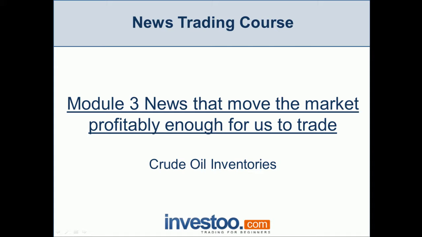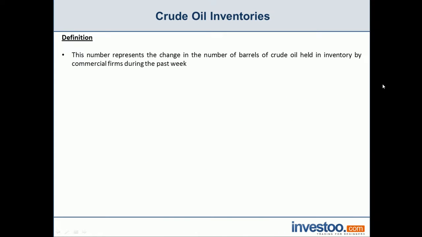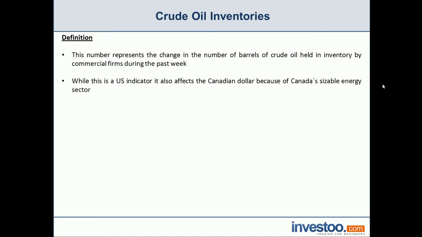Now we're going to go through this later on the course, but first of all, let's start by defining what this release actually means. This number represents the change in the number of barrels of crude oil held in inventory by commercial firms during the past week. While this is a US indicator, it also affects the Canadian dollar because of Canada's sizable energy sector.